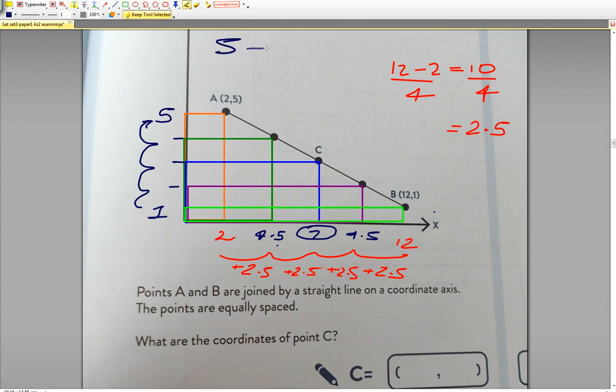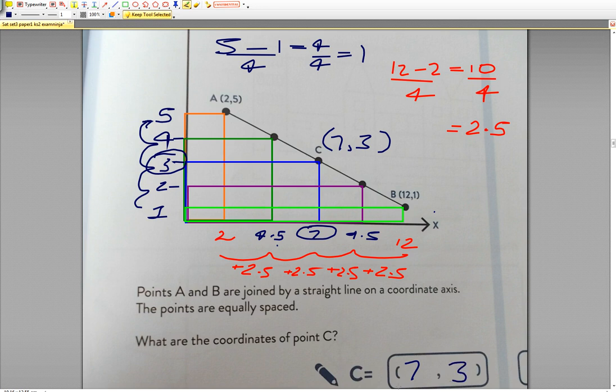We do 5 minus 1 is 4. And we're going to divide that by 4 jumps. 4 divided by 4 is a really hard question. Don't rush all at once. 4 divided by 4 is 1. So that's 1, 2, 3, 4, 5. So the coordinate for C is 3. So what's the coordinate for C altogether? It's going to be 7 along the x and 3 along the y. So the answer should be 7, 3. Are we happy with that? Yes. Should we move on? Yes.